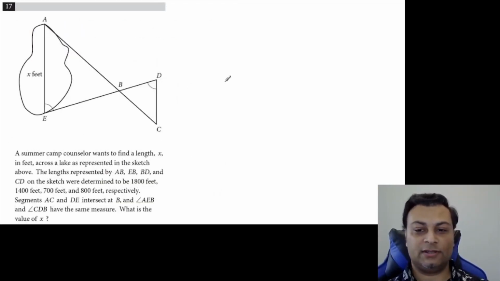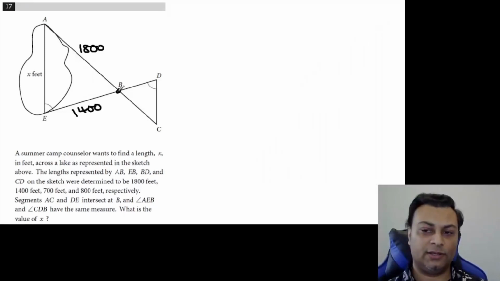Question 17 says, a summer camp council wants to find a length x, this part here from A to E, in feet across a lake as represented in the sketch above. The lengths represented by AB, EB, BD, and CD were determined to be all these numbers. Let's fill those in. AB is 1800. Then you have EB is 1400, so EB is this part, 1400. That's from E just to B, not to D. We have BD, which is 700, so this is 700. Respectively means they're just in order. And CD is 800, so CD here is 800.